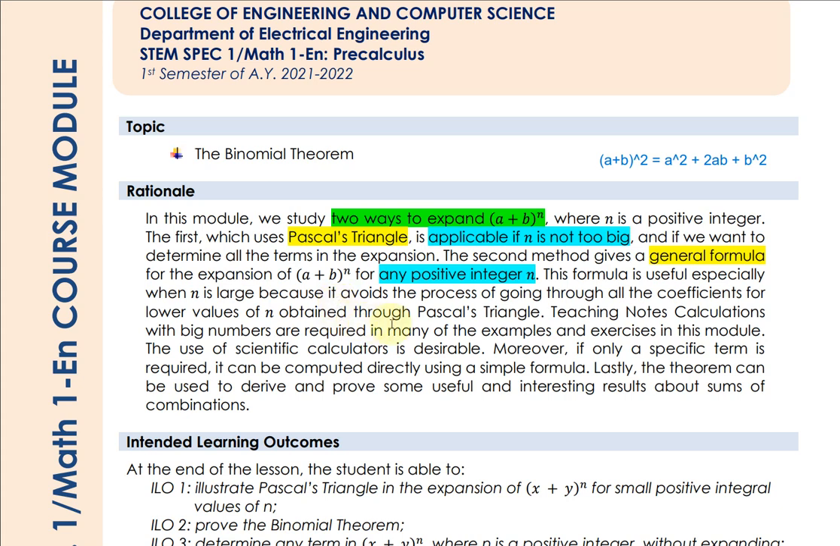Since we want a shortcut, we are going to use this general formula, which is the binomial theorem. Okay, so the teaching notes say that calculations with big numbers are required in many of the examples and exercises in this module. I will be discussing examples later in this module, and the use of a scientific calculator is desirable. If you have a scientific calculator, you may use it to check your answers or to solve more easily.